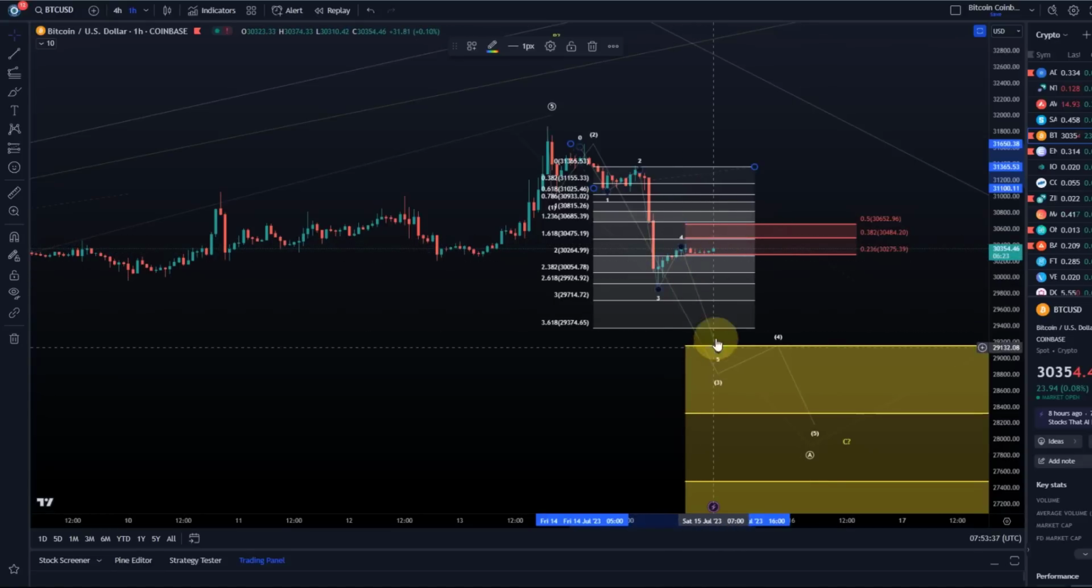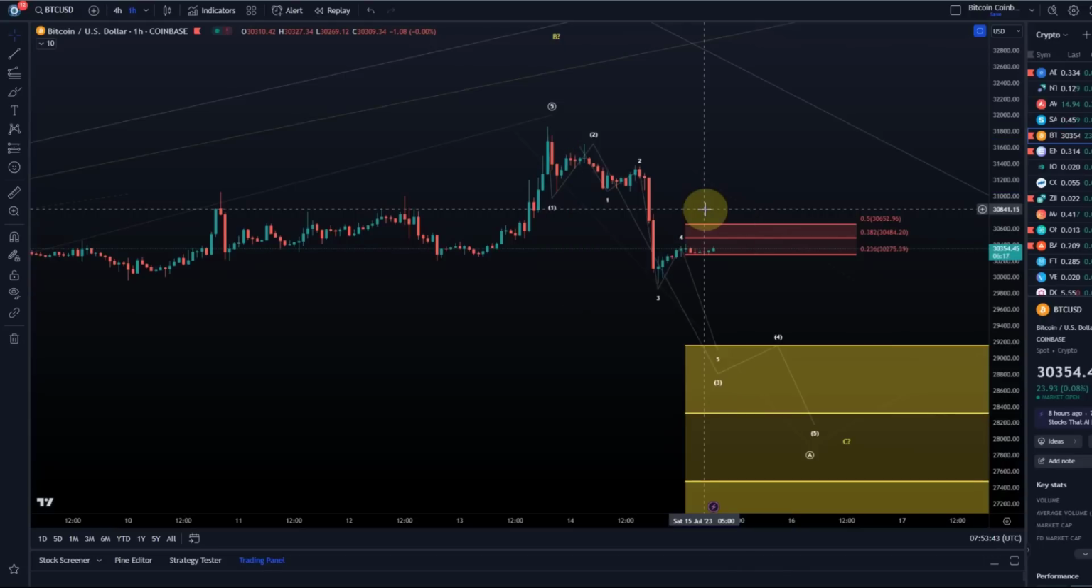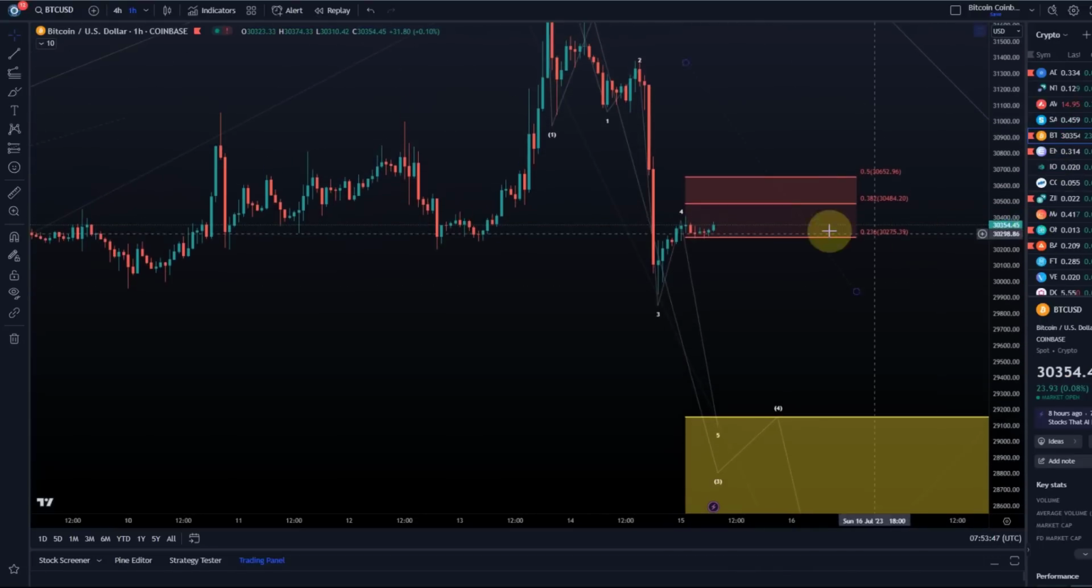In this impulse to the downside, we are most likely now experiencing a pullback in a wave 4. So it's just a corrective pullback in a downtrend. A continuation would be expected. Typical targets for a fourth wave are 30,275. No, it broke above that, but that's only the absolute minimum expectation. A 38.2 fib level at 30,484. That's the ideal target. And the 50% fib level at 30,650.